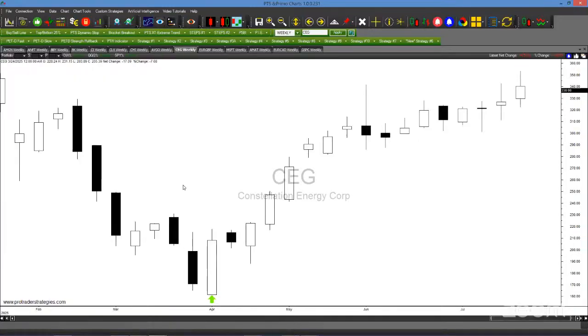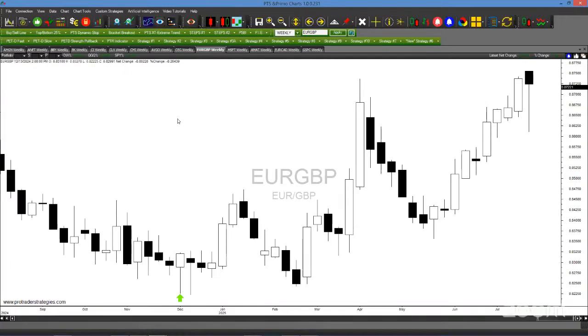Here's an example in CEG. Once again, another example in April where there's a lot of bottoming out here. As you can see, this stock has gone straight up, and you could have potentially captured 150 points. Now, as we said, this just doesn't work for stocks. Let's look at the Euro British pound.